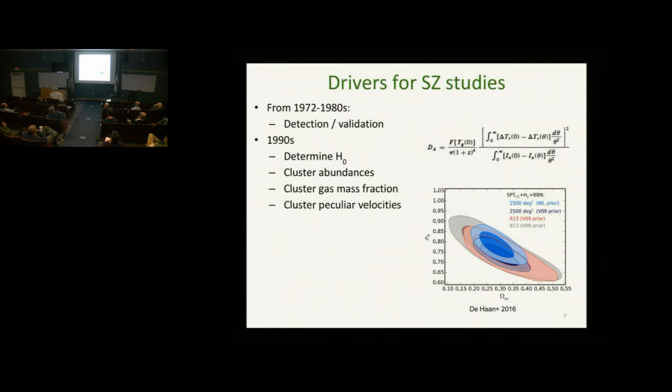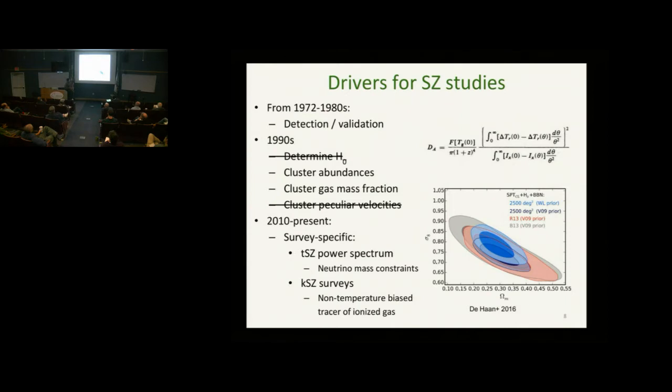Other motivations to do it are what also remain today: cluster abundances, or cluster counts as a function of mass and redshift, to constrain cosmology. Cluster gas mass fraction, that should be close to the baryonic fraction of the universe, minus some depletion factor. Or cluster peculiar velocities tell you something about how these structures are forming, how mass is being accreted.